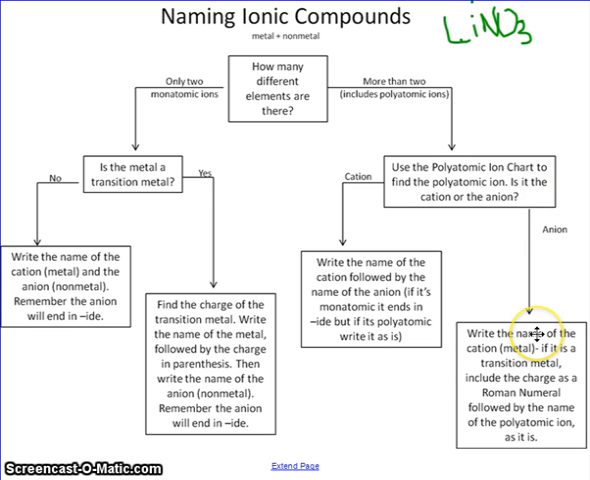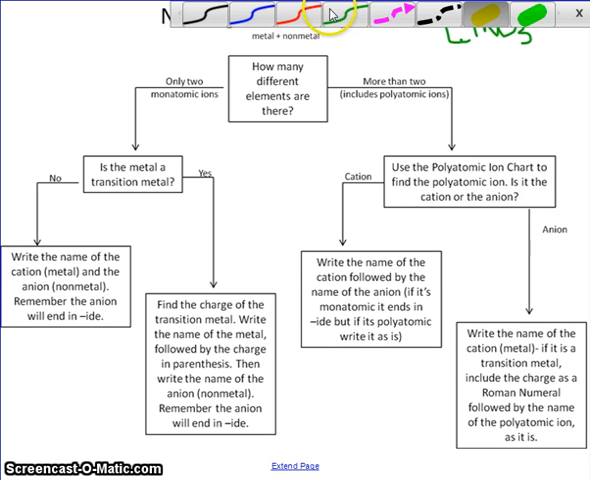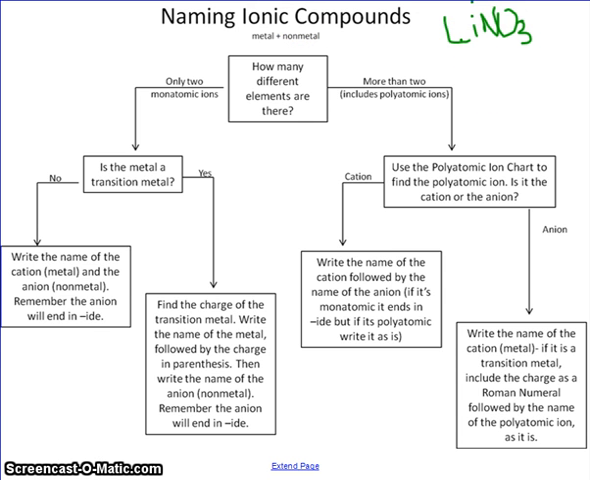It says write the name of the cation, which again, cation is the metal. So the name of this one is lithium, Li. If it is a transition metal, include the charge as a Roman numeral followed by the name of the polyatomic ion as it is. So lithium is not a transition metal, so I just include the name of the polyatomic ion as it is, which means I do not change the ending. So the name of this compound is lithium nitrate. Excuse my handwriting.